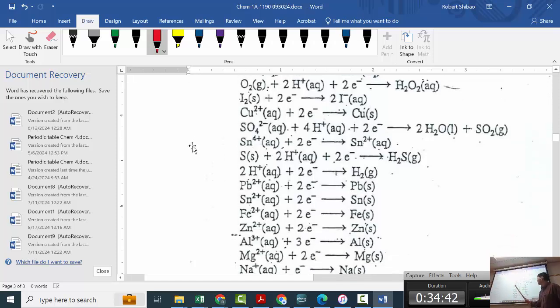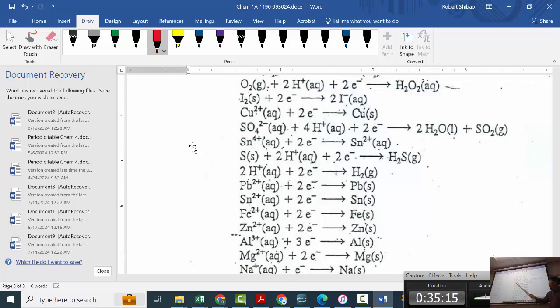Okay, below oxygen we have iodine. Yeah, it makes sense. Fluorine, chlorine, iodine. Iodine is bigger, it's not going to be as reactive as bromine. Did I skip bromine? No, I didn't. Bromine was up there. Now I remember. Iodine. Copper 2 goes to copper metal. Sulfate in acid goes to sulfur dioxide. Sulfate's +6. Sulfur dioxide is +4.